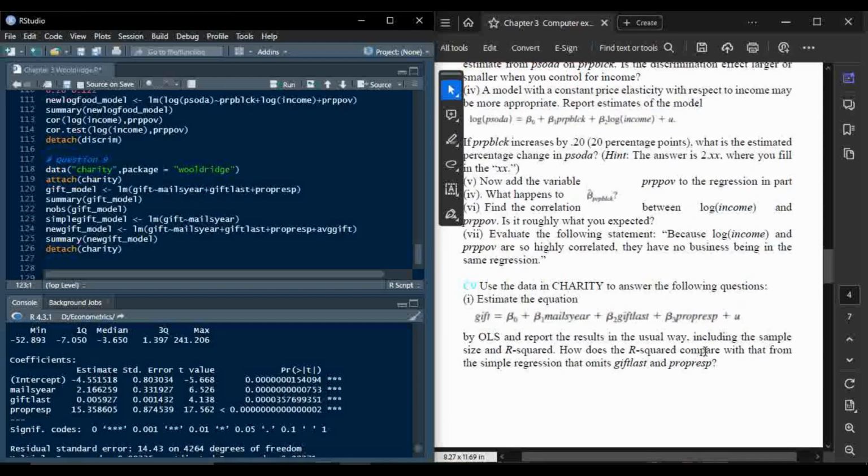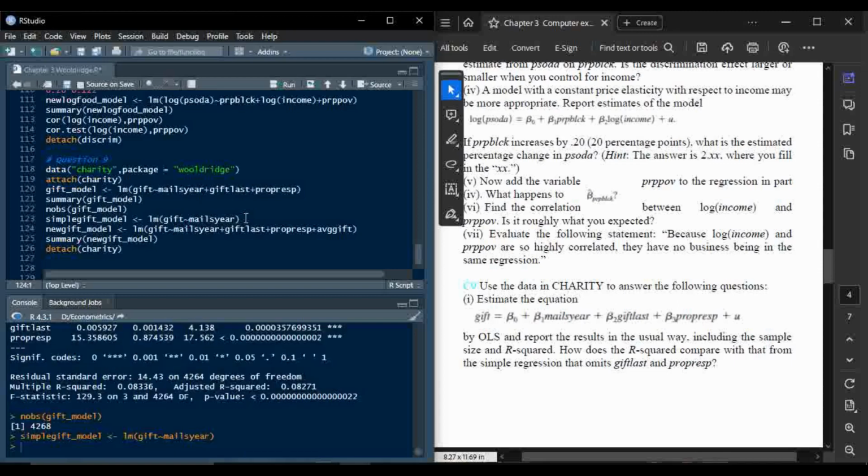How does the R squared compare with that from the simple regression that omits gift last and proper ESP? So let's create a new model by the name of simple gift model, and in this model gift is being estimated only by males per year. So type just gift tilde males per year, press Ctrl plus enter and summarize this model.